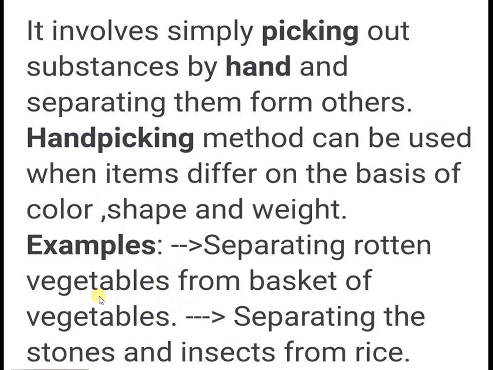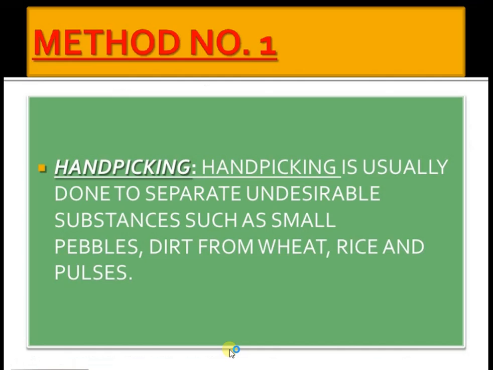It involves simply picking out substances by hand and separating them from others. Hand picking method can be used when items differ on the basis of color, shape and weight. For example, separating rotten vegetables from a basket of vegetables, separating stones and insects from rice. Hand picking is usually done to separate undesirable substances such as small pebbles and dirt from wheat, rice and pulses.